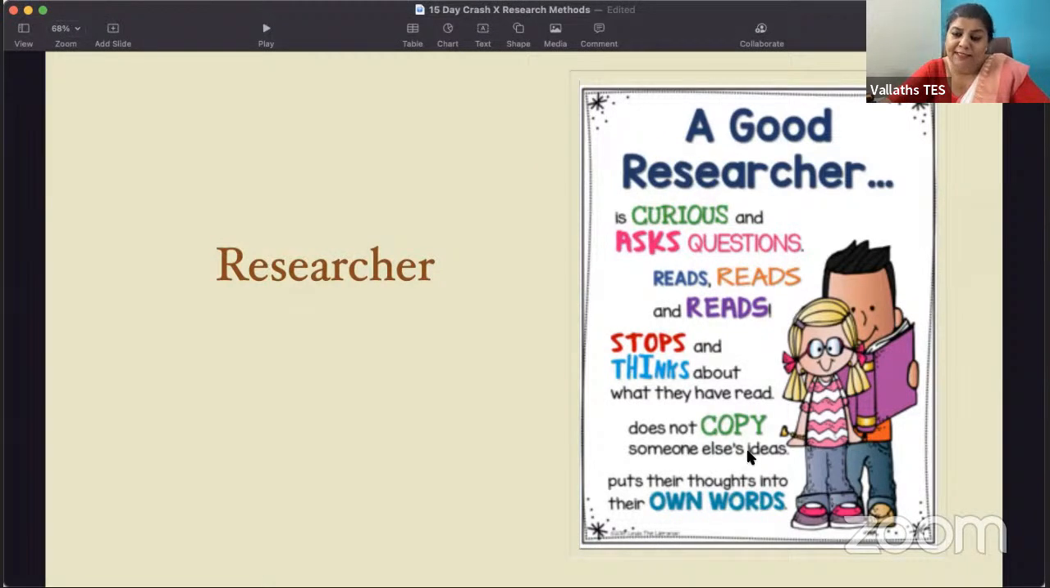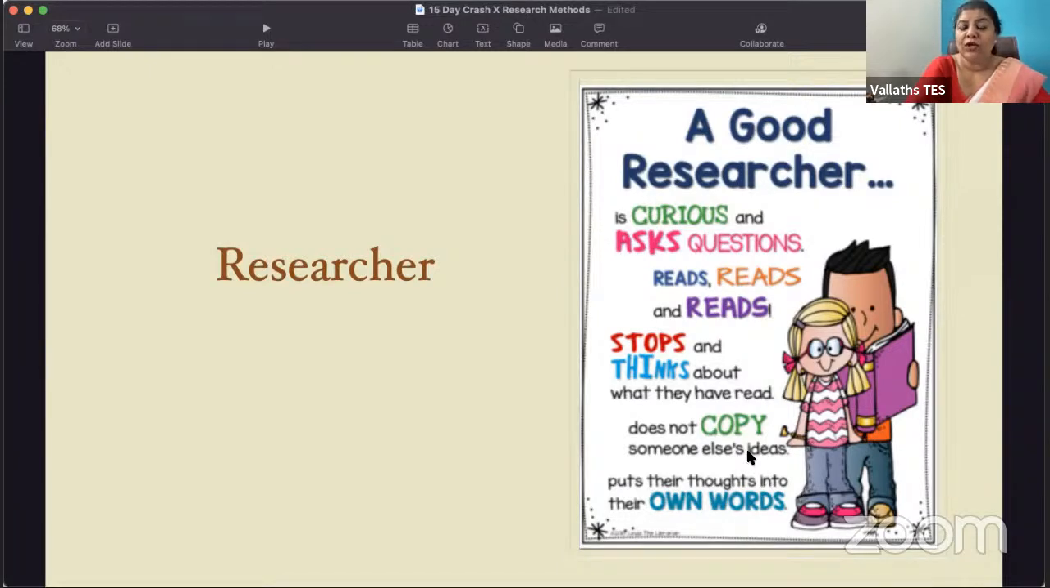Do not copy someone else's ideas when you do research. Put your own thoughts in your own words. So, a good researcher must be a good reader. A good researcher should be curious. A good researcher should have research curiosity, research temperament. And a good researcher should be self-motivated. Very intellectual approach. You should have an imagination. And then a good researcher should have a research aptitude, scientific aptitude. You should be objective. You should have good language skills.